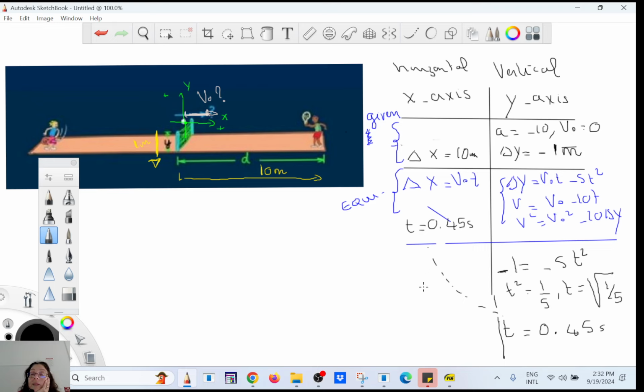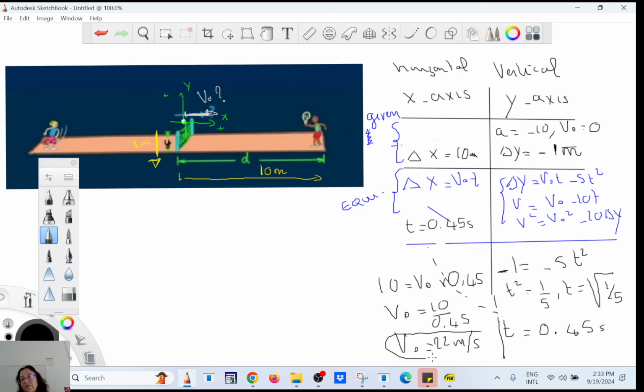Agree? So delta x is 10. Initial velocity, I don't know. The time is 0.45. So initial will be 10 divided by 0.45, which is 22.22. Okay, that's good enough. 22. That will be your initial velocity.